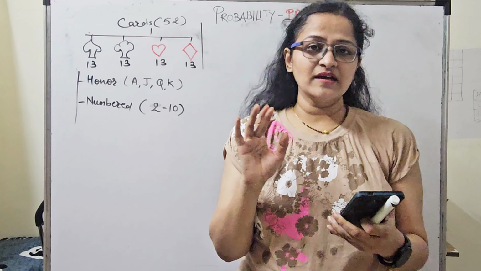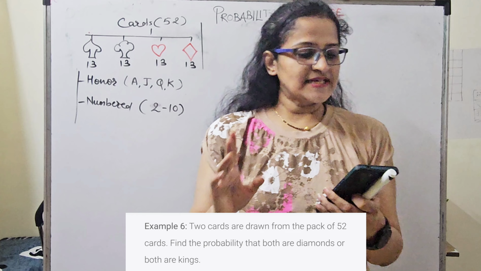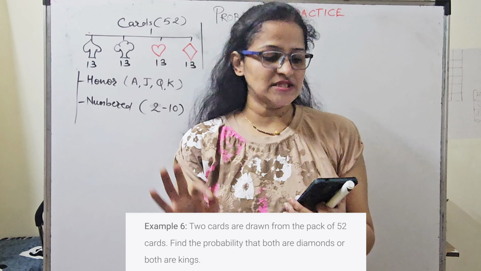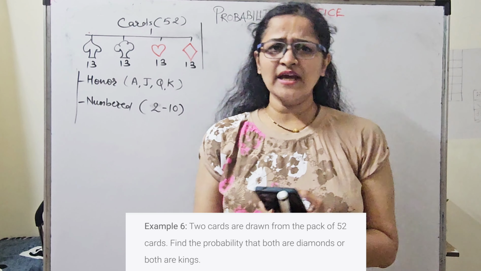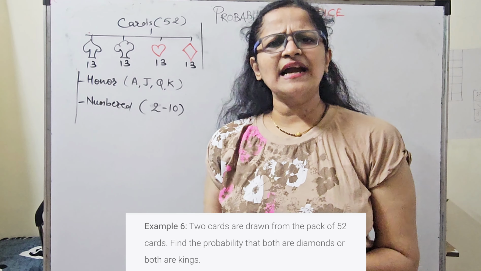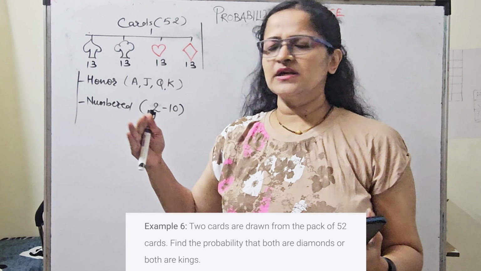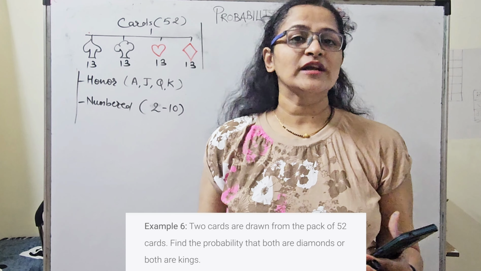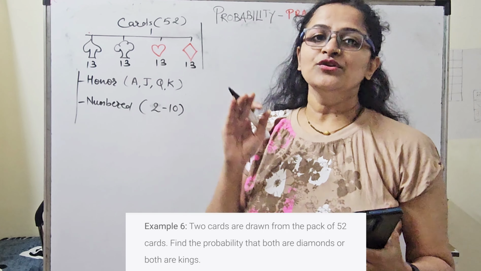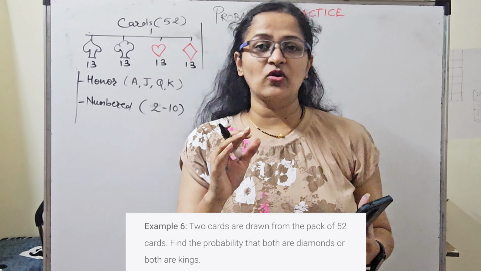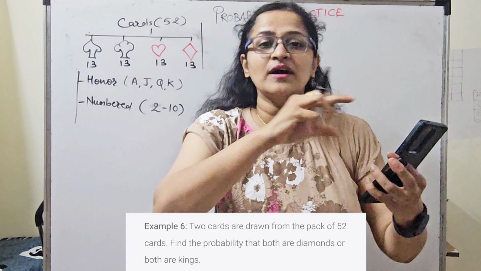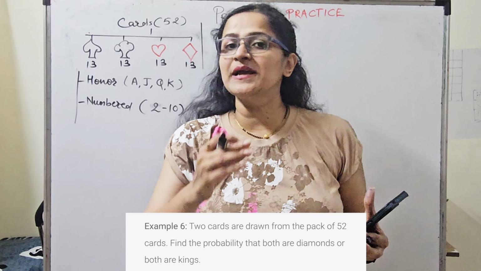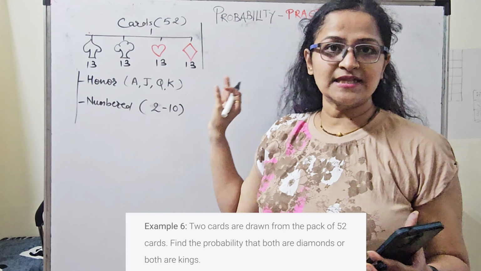Now see, this is a very interesting one. Okay, 2 cards are drawn from the pack of 52 cards. Find the probability that both are diamonds or both are kings. Now see, when there is just one card selection, you would be able to do it in this way directly as we did in the previous example. But when more than one card is drawn or selected, you have to go with the combination, because out of 52 cards you are selecting 2 cards. So just imagine how many combinations would be there. You won't be able to find out the sample space in that way, correct?